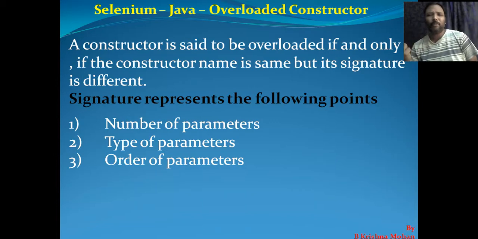What does method overloading mean? A method is said to be overloaded if it has the same name but differs in the number of parameters, the type of parameters, or the order of parameters. In the same way, we have constructor overloading, which is the same as method overloading, and we will see this by using a small program.